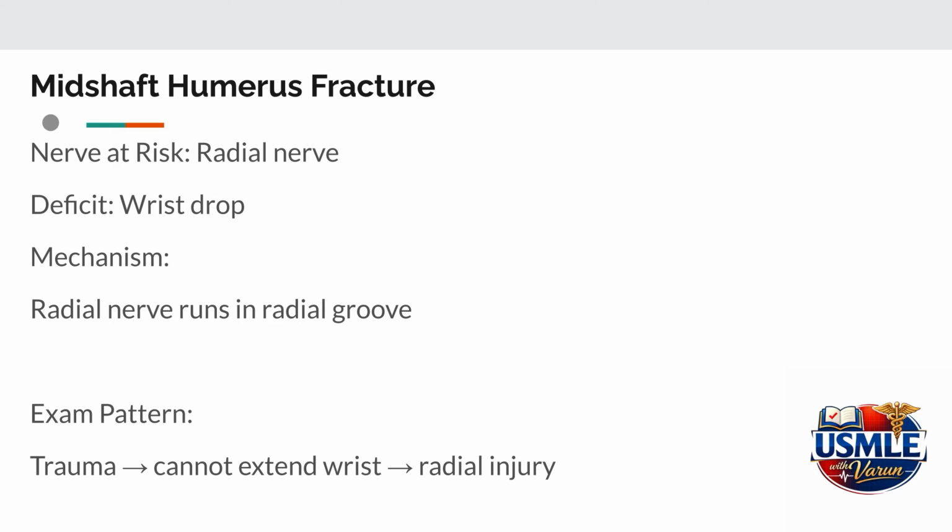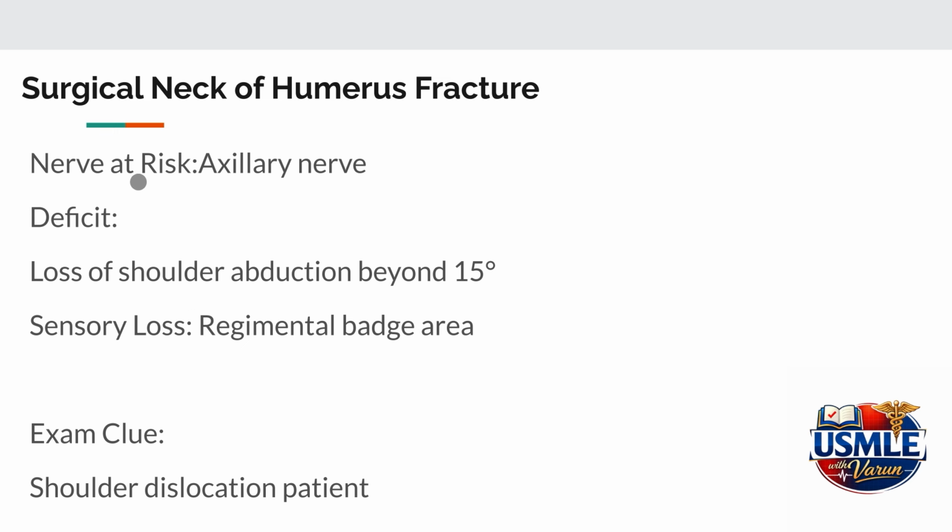A mid-shaft fracture of the humerus can injure the radial nerve in the radial groove because it runs in the radial groove. So this leads to wrist drop due to loss of extensor muscle functioning. Wrist drop because of loss of extensor muscle functioning.